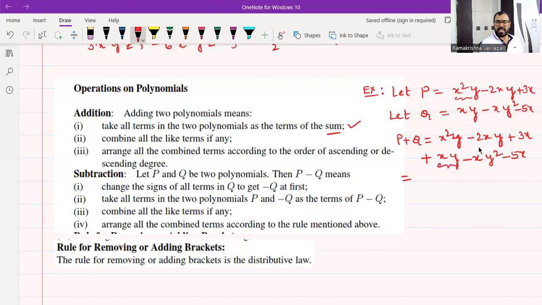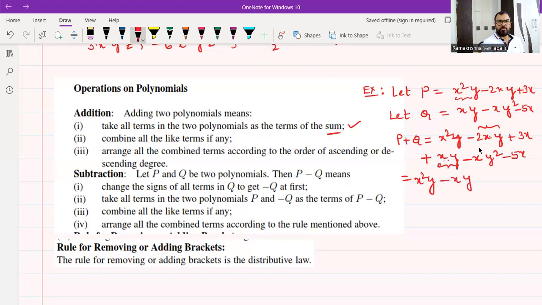See, xy has the same construction, minus 2xy has the same construction, except the coefficient. So we can add these two, right? Like this is one book and these are two books. Or you can say this is 1 rupee, this is minus 2 rupees, which means borrowing from someone. So like this, x square y. Now adding these two, you will get minus xy.